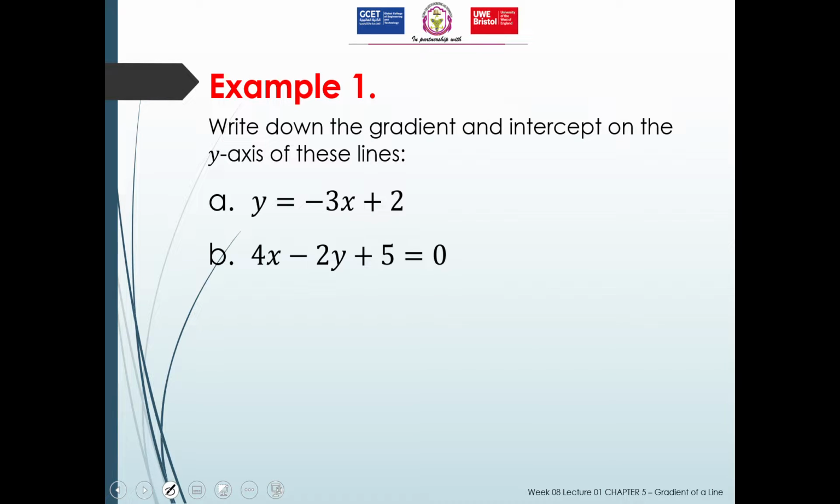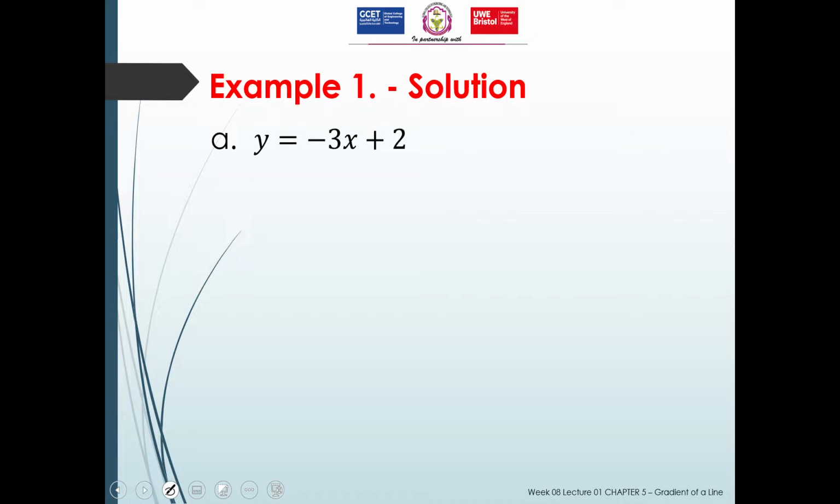For example 1, let us write down the gradient and the intercept on the y-axis of these lines. First, y equals negative 3x plus 2, and letter b is 4x minus 2y plus 5 equals 0. Let's take a look at the solution for example number 1.